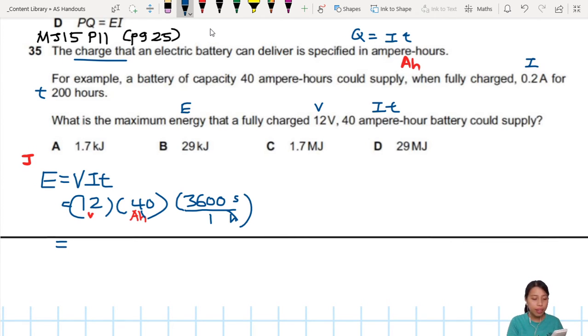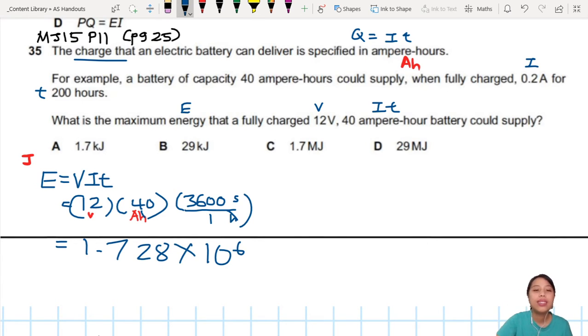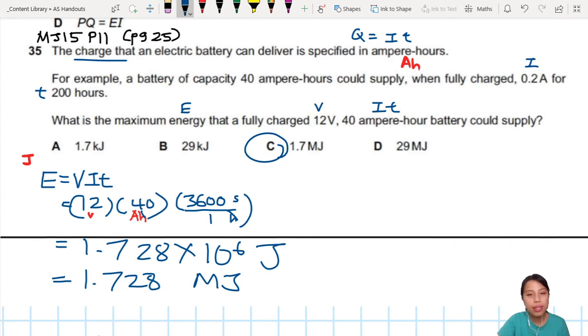If it looks too easy, you kind of want to pause and check and see whether your units are correct or not. So 1.728 times 10 to the 6 is what I get for this thing in joules, right? Oh, they kind of took away the prefix. So, okay, 1.728 times 10 to the 6 closest will be megajoules. So that will be C in this case.